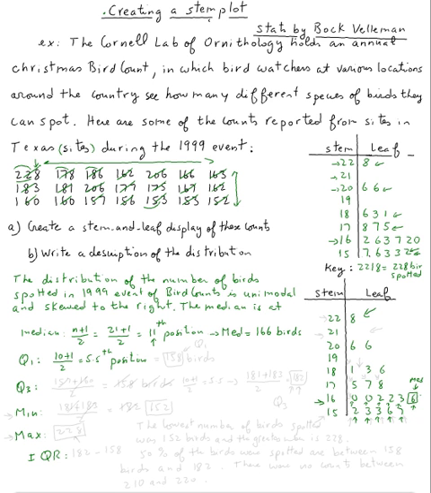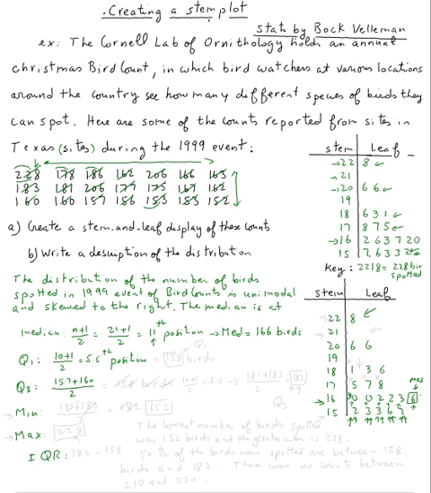So how do we count it? This is 1, 2, 3, 4, 5. So it will be right between here and there, between 157 and 160. So it's 157 plus 160 over 2.